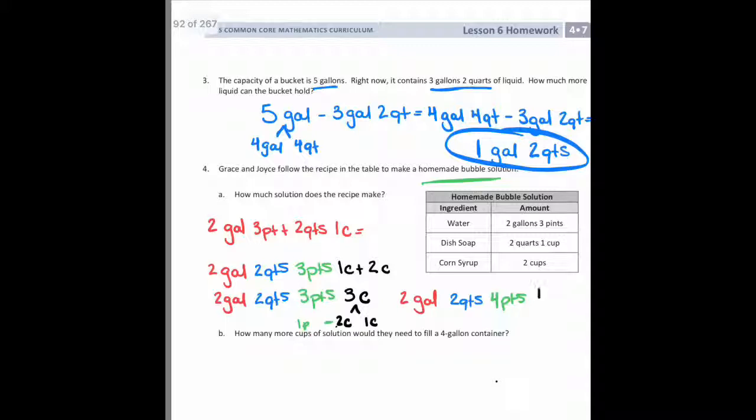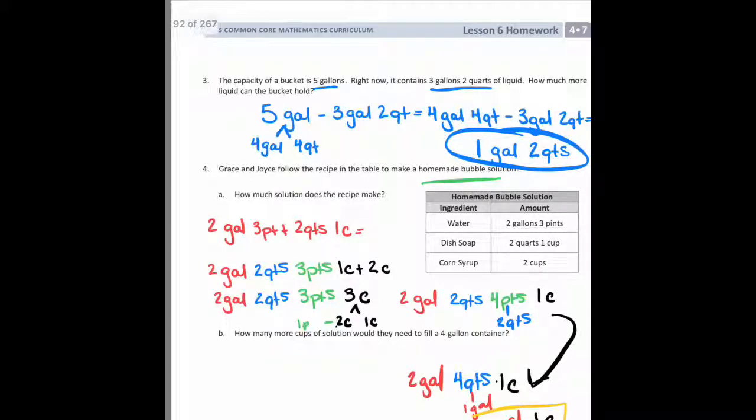But now we know that 4 pints is the same thing as 2 extra quarts. So now I can rewrite my total as 2 gallons, 4 quarts, and 1 cup. But wait, we know that 4 quarts is the same thing as another gallon, so now I can rewrite that as 3 gallons and 1 cup. It's a lot of converting here. Alright, and that's what we'll get. 3 gallons and 1 cup of liquid.